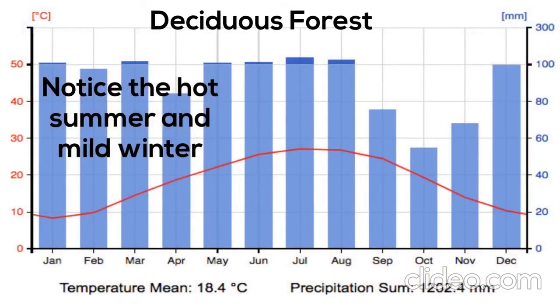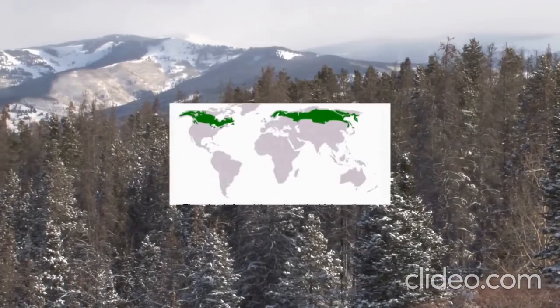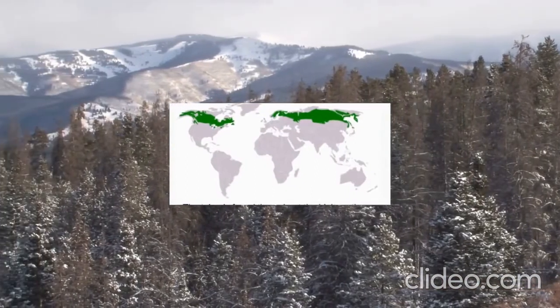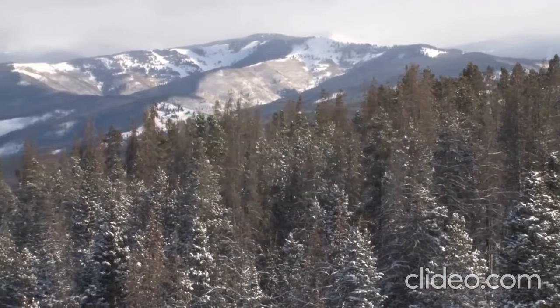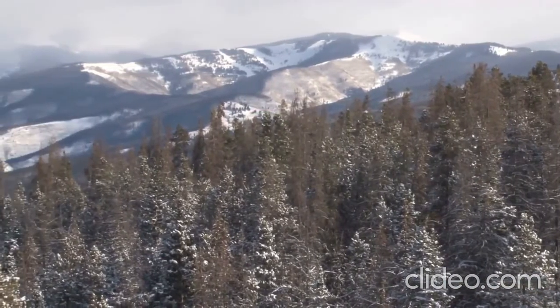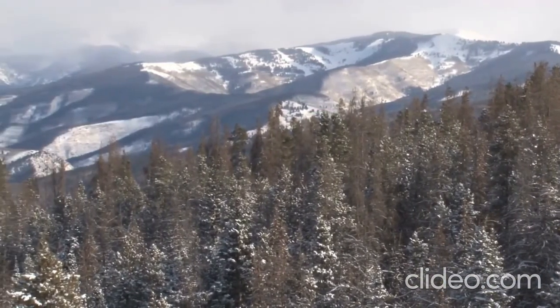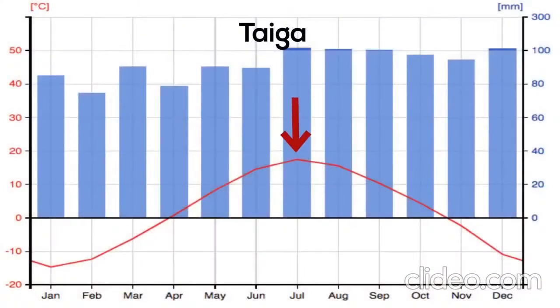A taiga can be found in Russia, Canada, Alaska, and Sweden. It is the largest land biome. You will find spruce trees and pines. They have short summers and long cold winters.